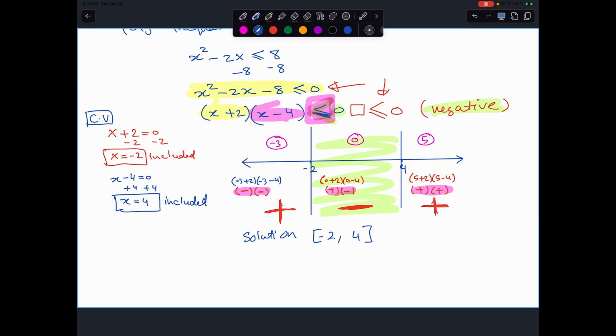If the sign was reversed, then the solution is going to be the other two intervals with the union sign in between them. And the reason we included both ends is because the sign has an equal. If it didn't have an equal, then it would have been an open parenthesis on both sides.